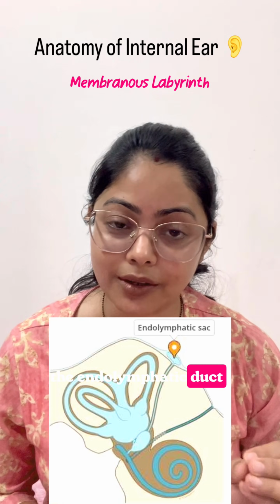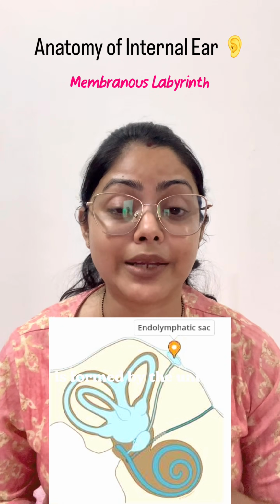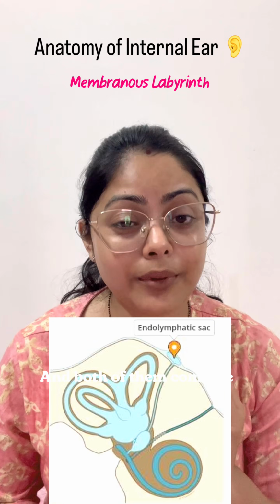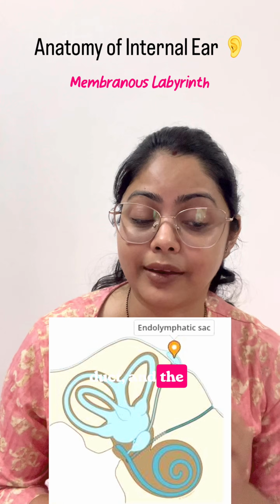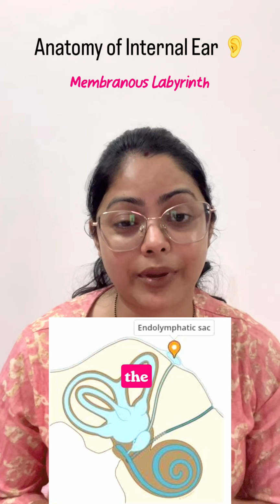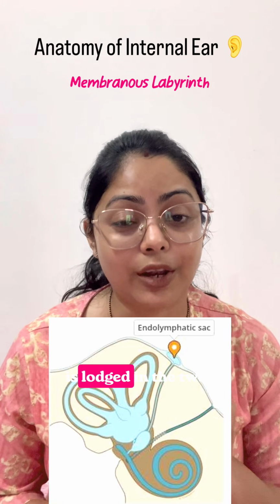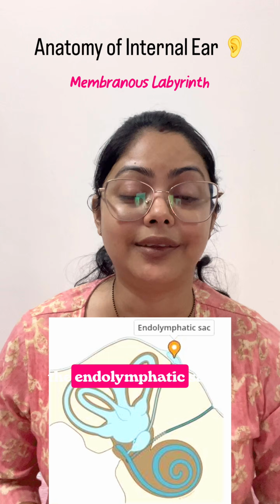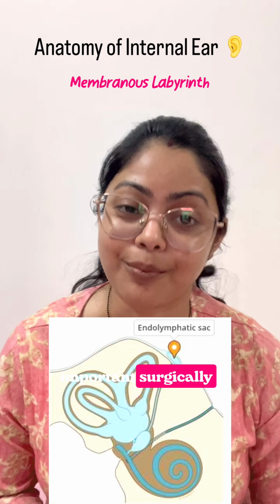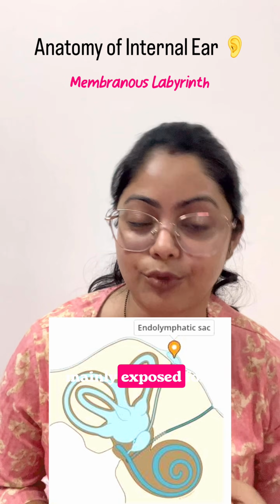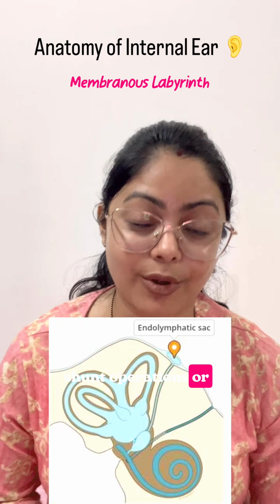The endolymphatic duct. The endolymphatic duct is formed by the union of two ducts from the utricle and the saccule, and both of them combine to form the endolymphatic duct, and the other end of the endolymphatic duct is dilated to form the endolymphatic sac, which is lodged in the two layers of the dura in the posterior part of the petrous bone. The endolymphatic sac is surgically important. In Meniere's disease, it is exposed for shunt operations or drainage.